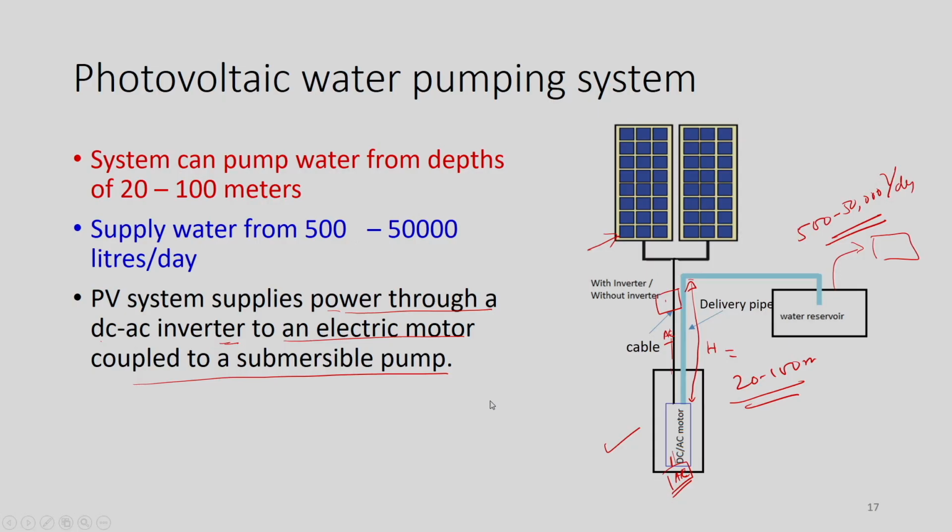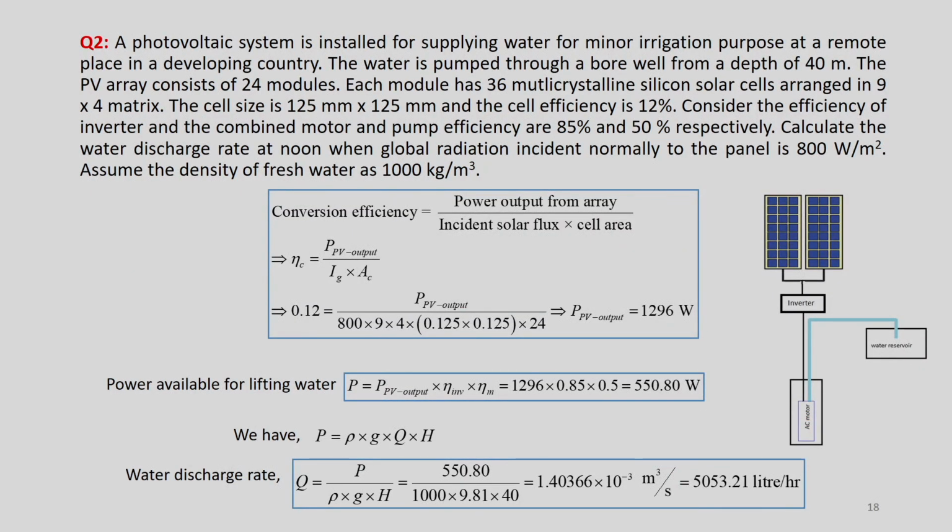So, let us take a small exercise to understand this properly. So, this problem goes something like this: a photovoltaic system is installed for supplying water for minor irrigation purpose at a remote place in a developing country. Okay. The water is pumped through a bore well from a depth of 40 meter. So, head is given as 40 meter, okay, 40 meter head.